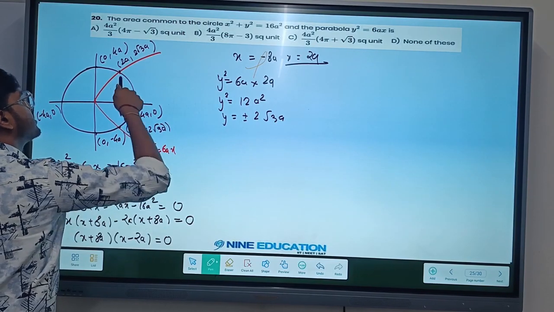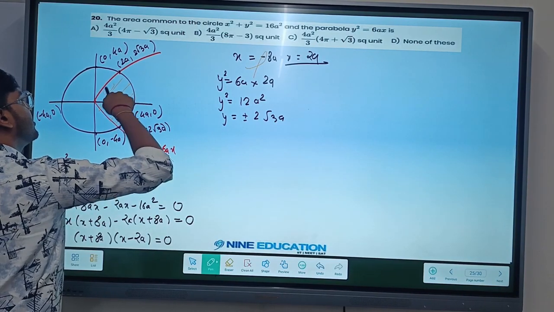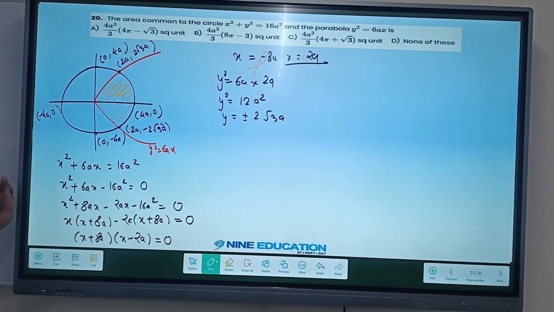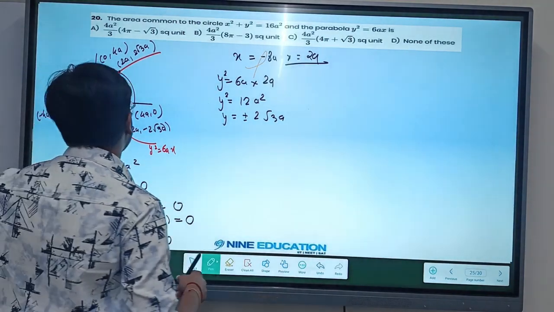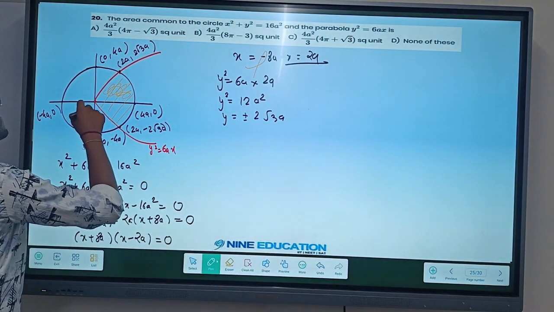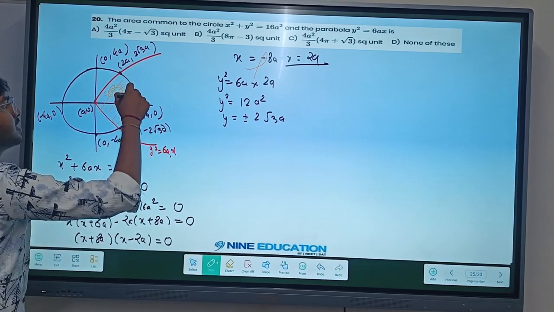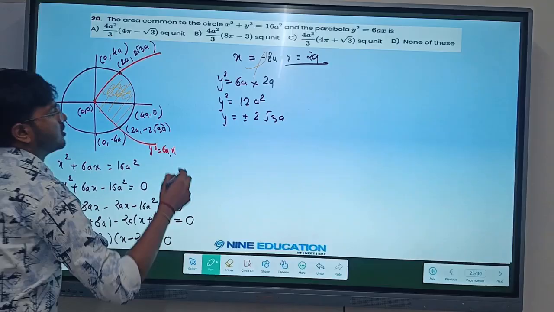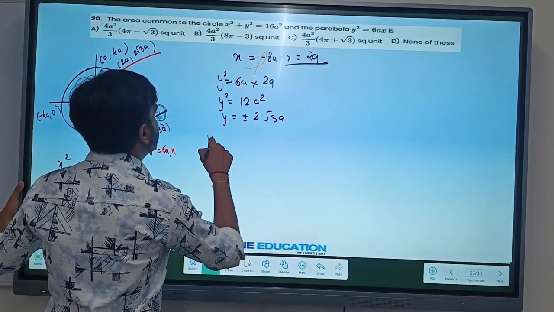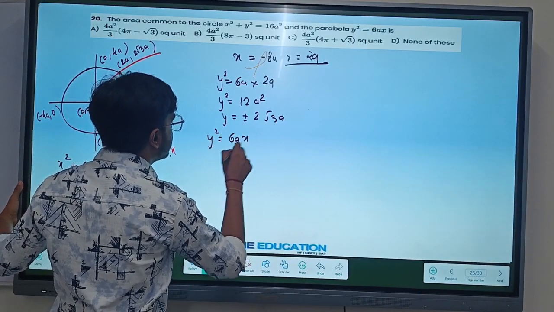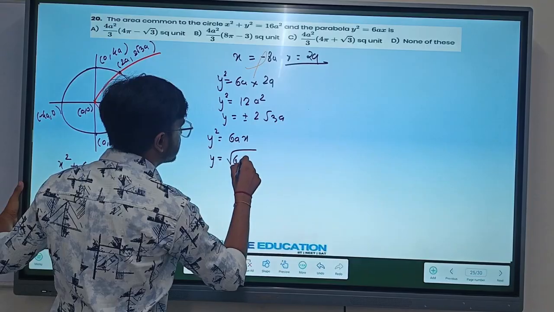So what we are asked is this whole area. Again, for this whole area we can find this area multiplied by 2. For this area, what do I need to do? From x equal to 0 to 2a, the red curve, that is 6ax, and 2a to 4a, the black curve, which is the circle. So red curve, y square is equal to 6ax. So y equal to root of 6ax.